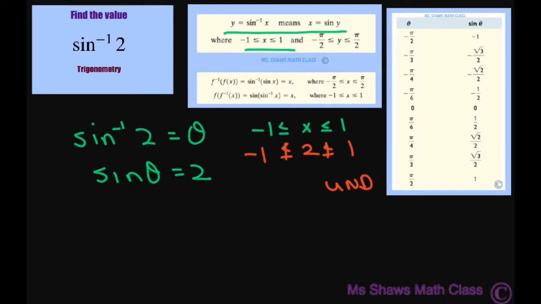Another way to look at this is that when you're looking at this, we're looking for a 2. We're going from -1 to 1. There's no 2 in here.